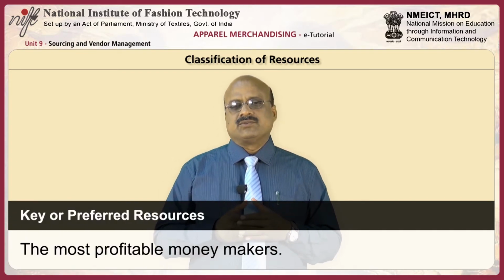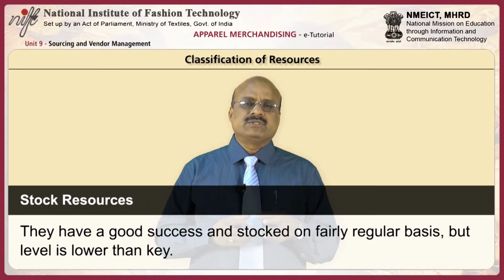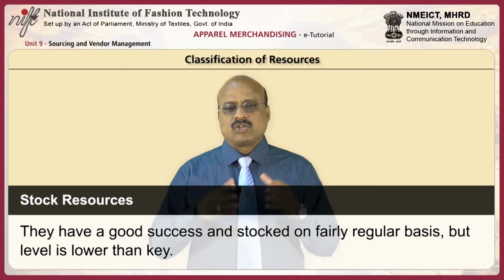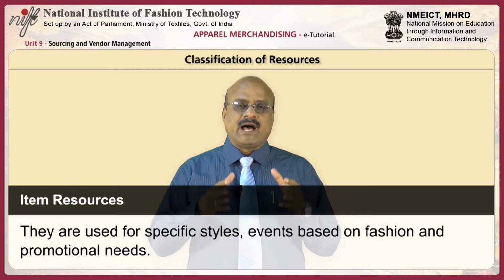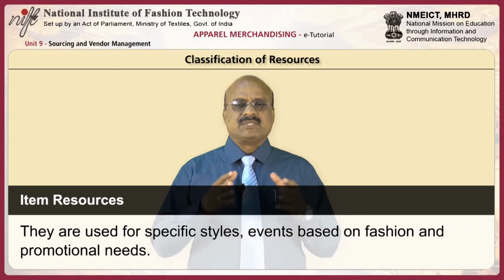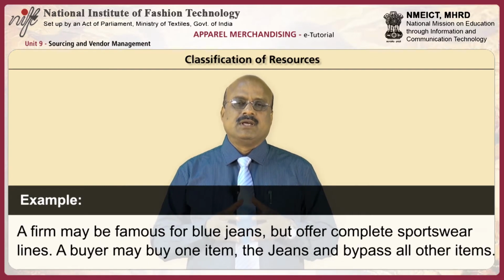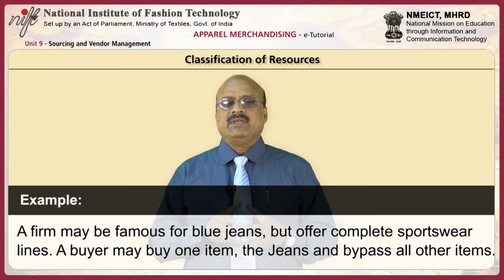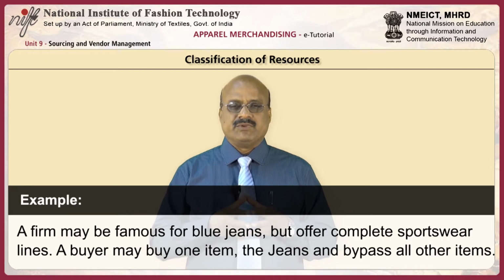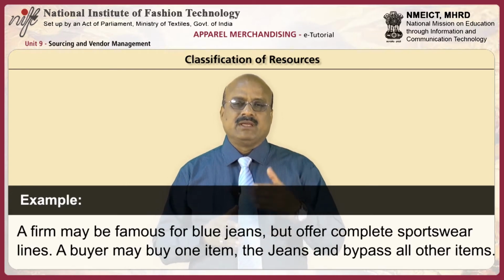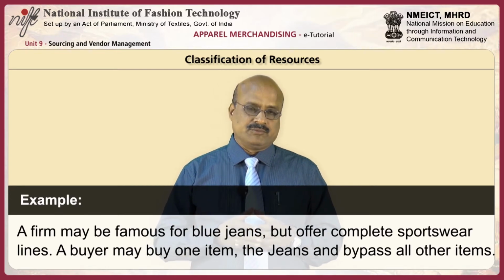Key or preferred resources are the most profitable money makers. Stock resources have a good success and are stocked on a fairly regular basis, but the level is lower than key. Item resources are used for specific styles, events based on fashion and promotional needs. For example, a firm may be famous for blue jeans but offer complete sportswear lines. A buyer may buy just jeans and bypass all other items.